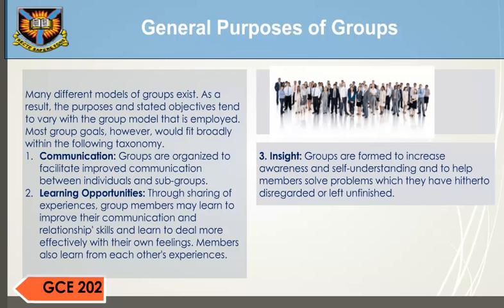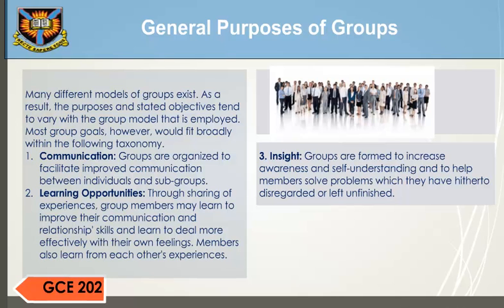General purposes of groups. Many different models of groups exist. As a result, the purposes and stated objectives tend to vary with the group model that is employed. Most group goals, however, would fit broadly within the following taxonomy. 1. Communication. Groups are organized to facilitate improved communication between individuals and subgroups.